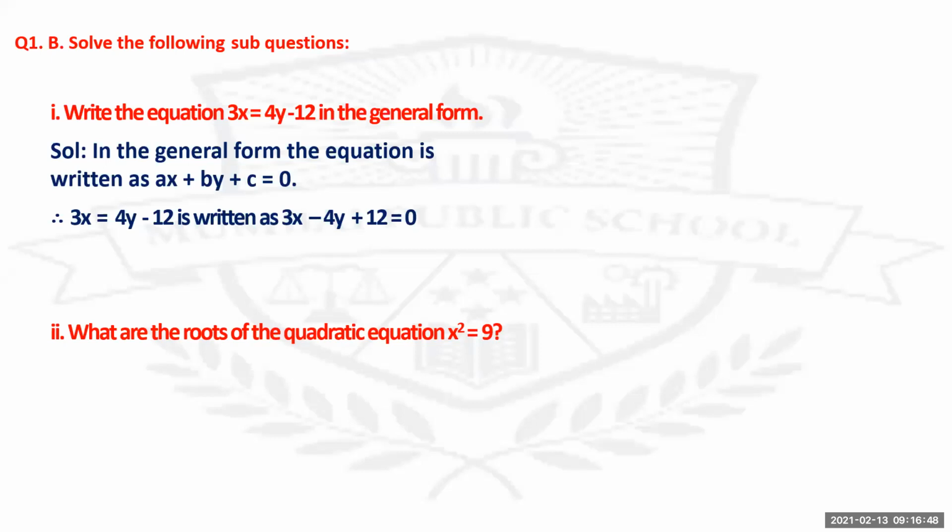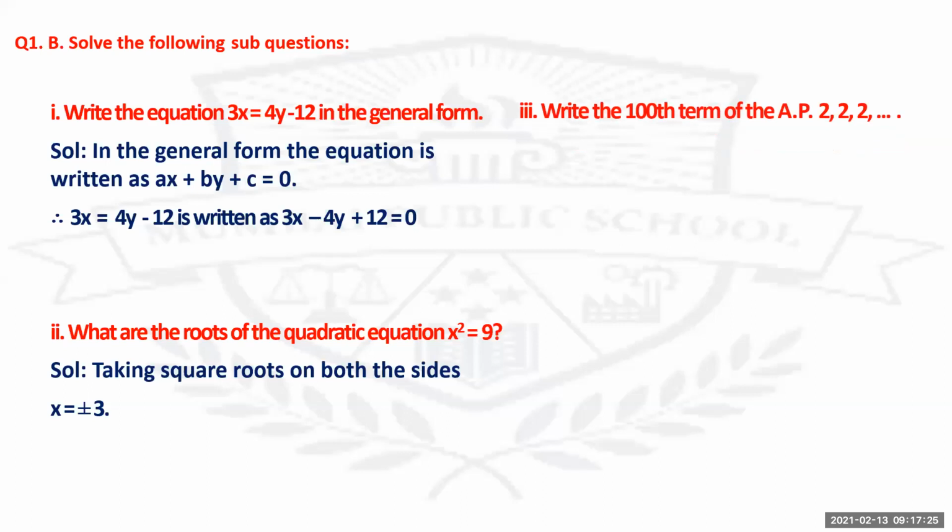What are the roots of the quadratic equation x square equals 9? You have to find the root, that means you have to find the value of x. In the question, the term x is squared. So when you have to find the value of x, you have to take the square root, removing square roots on both sides. So x square becomes x, and 9 becomes either 3 or minus 3. X is equal to 3, x is equal to minus 3. Yes.